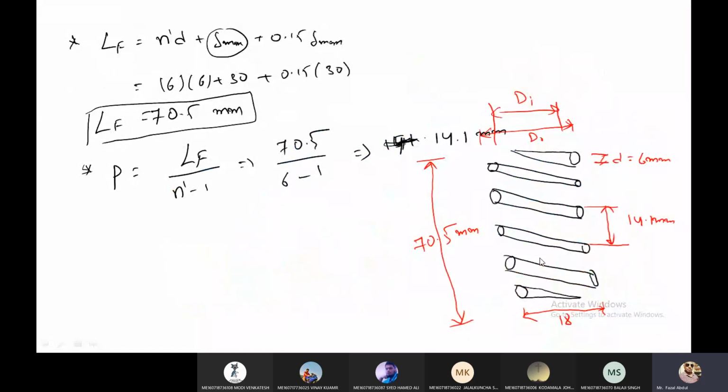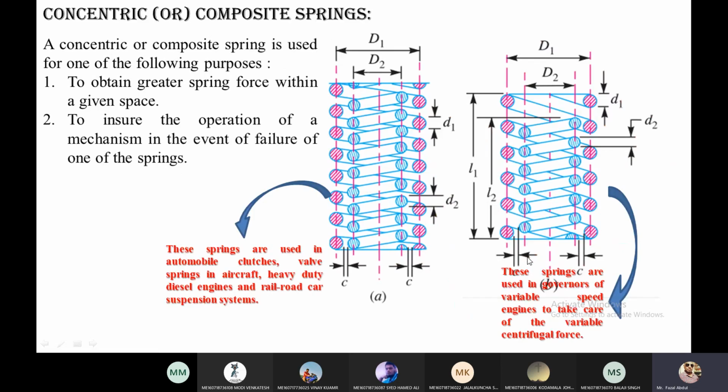So this was our last class, design of spring based on fluctuating load, or nothing but fatigue loading. Today we are going to discuss the topic concentric springs, or nothing but composite spring. Composite spring means nothing but a spring inserted into another spring, so both springs at a time we are designing.